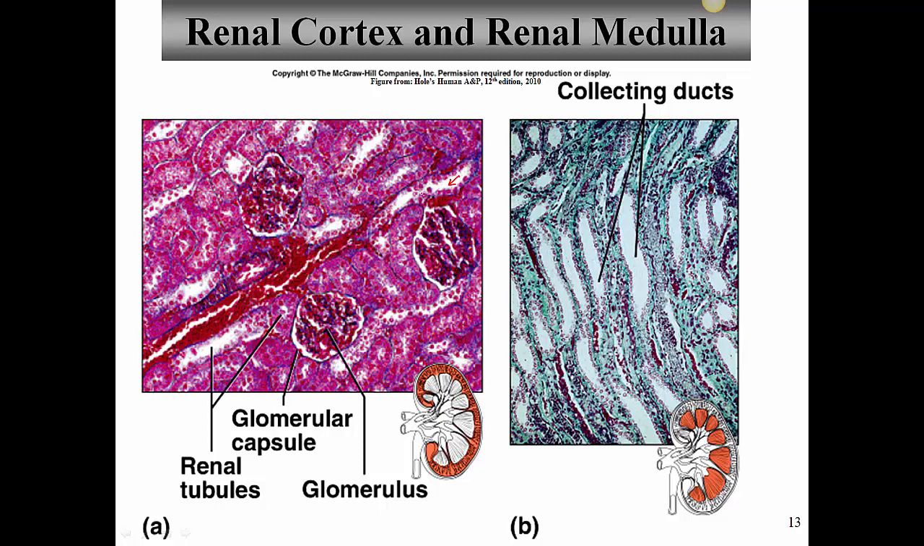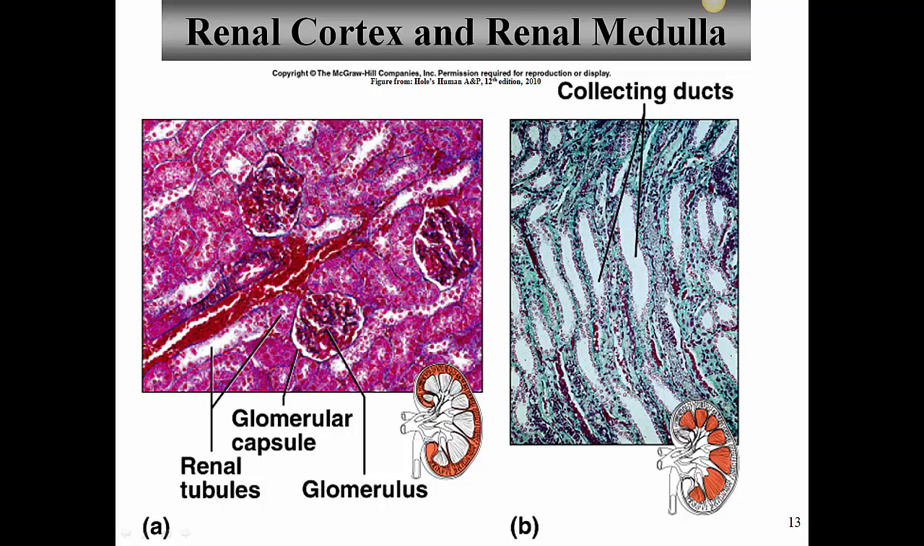These cells take the filtrate from the capsule and then will eventually try to take things out of it that we don't want to get rid of. For example, glucose, as I mentioned before. So the microvilli help these cells do their job in absorbing things that we don't want to lose from the body.